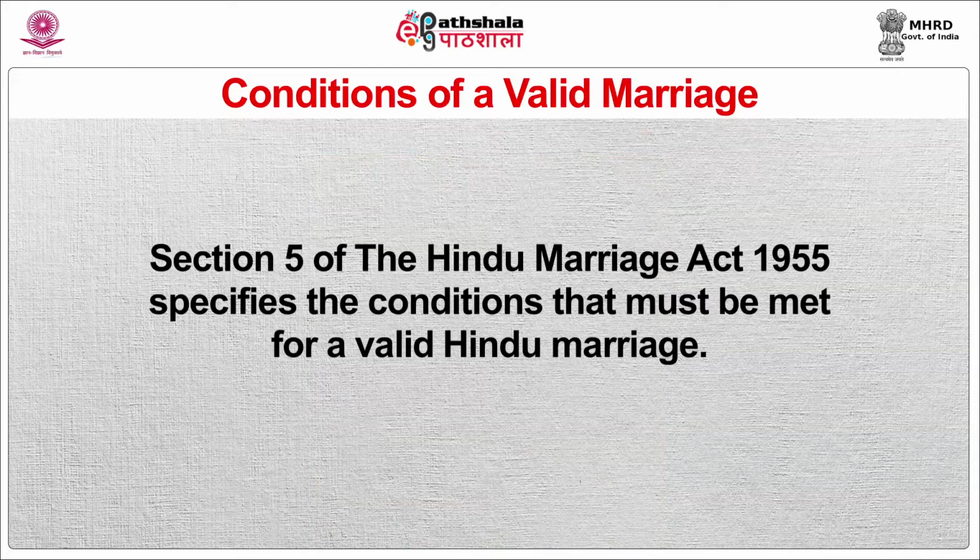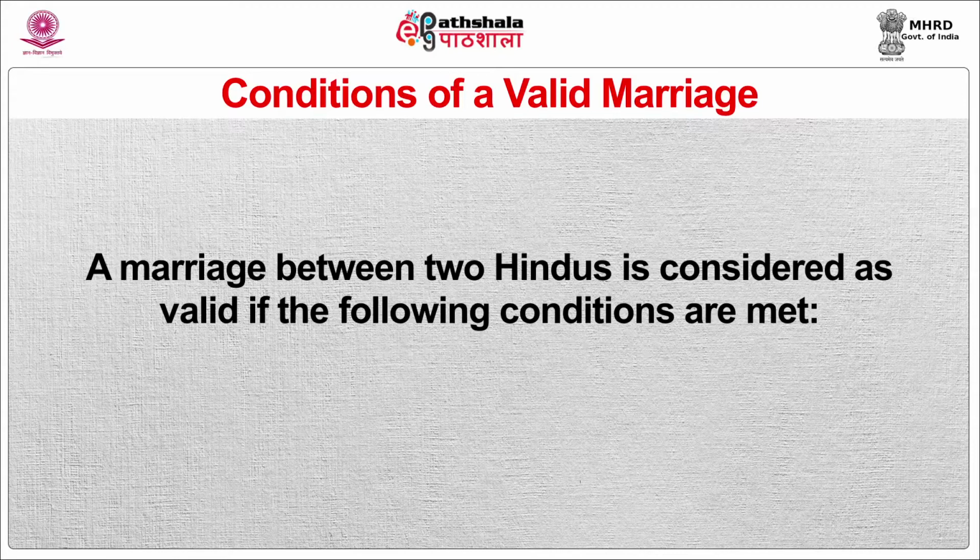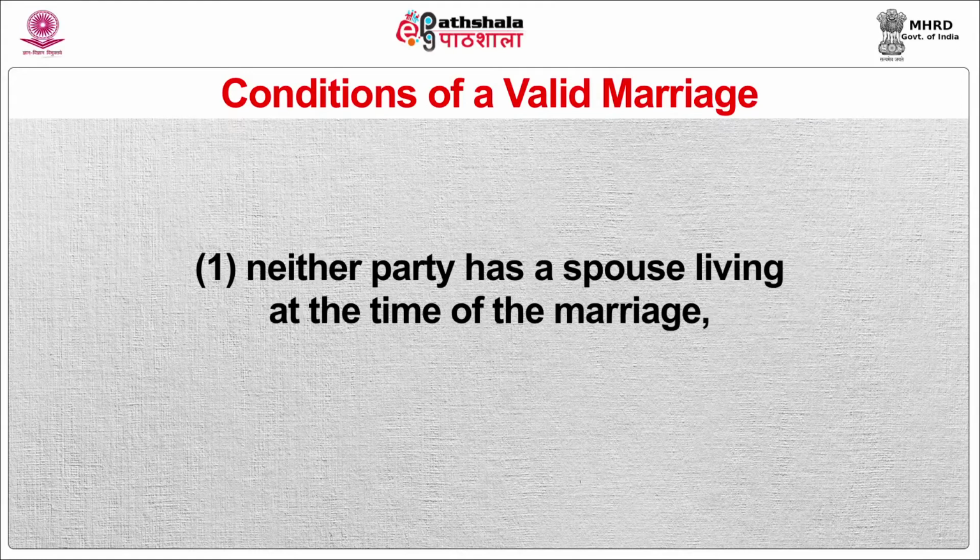Conditions of a valid marriage are found in Section 5 of the Act. Section 5 specifies the conditions that must be met for a valid marriage. A marriage between two Hindus is considered as valid if the following conditions are met. First, neither party should have a spouse living at the time of the marriage. Bigamy is prohibited under Section 17 of the Hindu Marriage Act and is a punishable offence under provisions 494 and 495 of the Indian Penal Code.